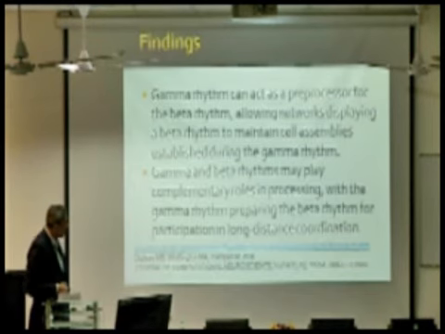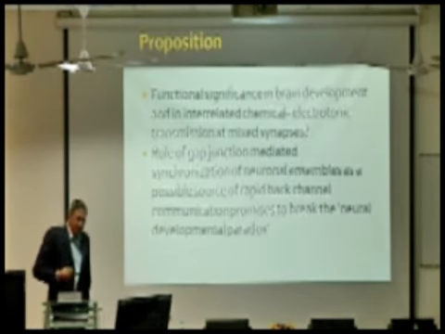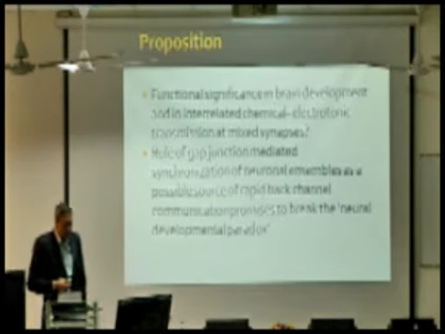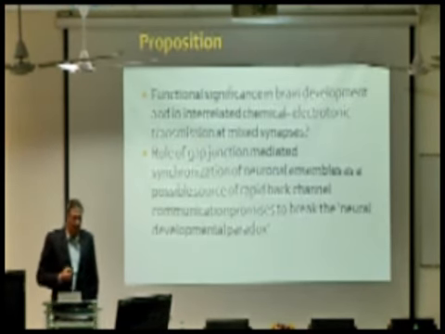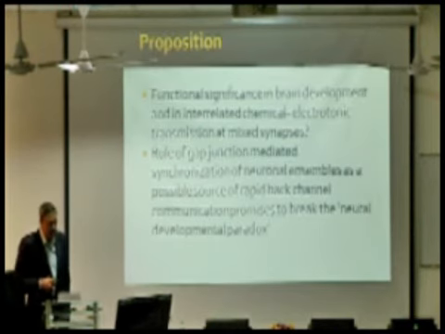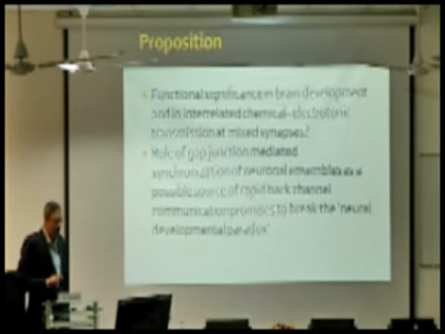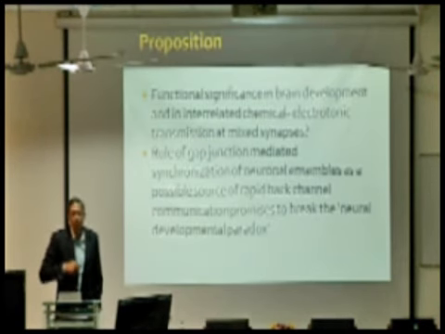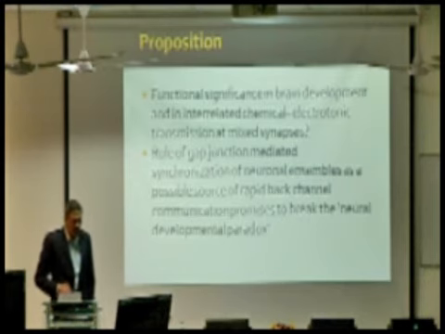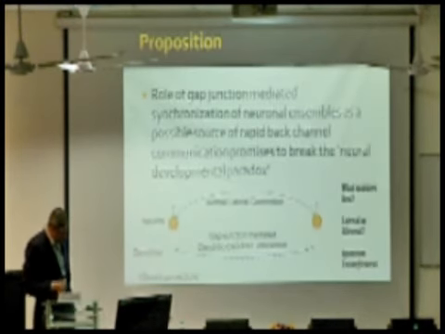Gamma and beta rhythms may play complementary roles in processing, with the gamma rhythm preparing the beta rhythm for participation in long distance coordination. So the functional significance in the brain development and the interrelated chemical electrotonic transmission at the mixed synapses is an important question, and we feel that the role of gap junction mediated synchronization of neural assemblies as a possible source of rapid, informal back-channel communication promises to break the neural developmental paradox as to who creates the synchronization. Is it a hardwired wire, or is it something other than that?